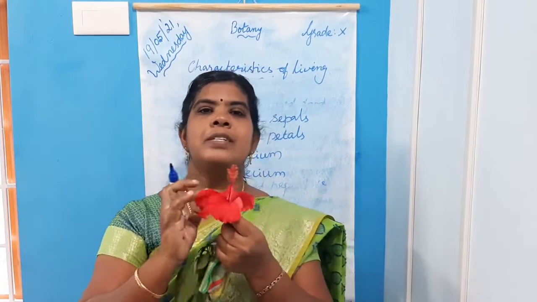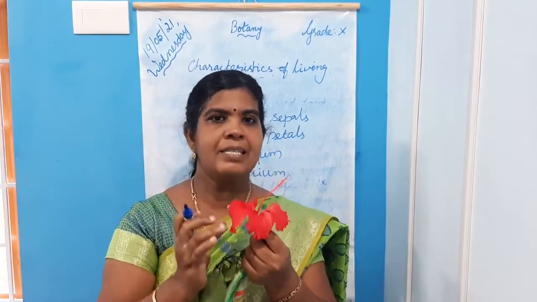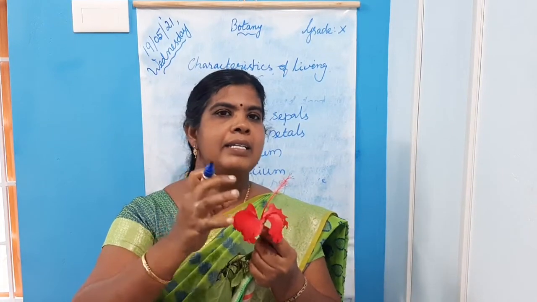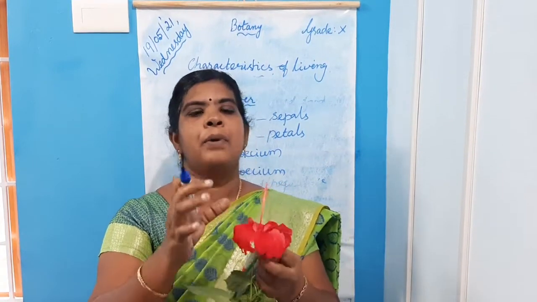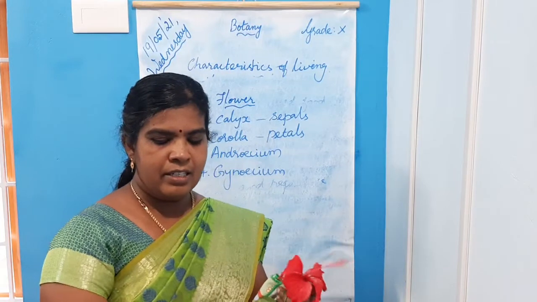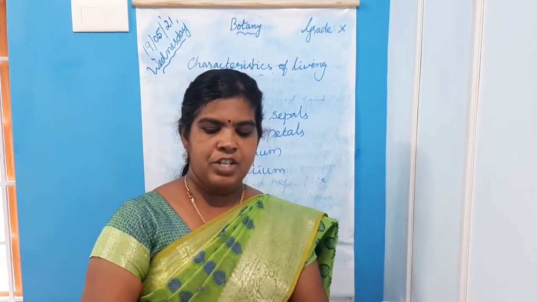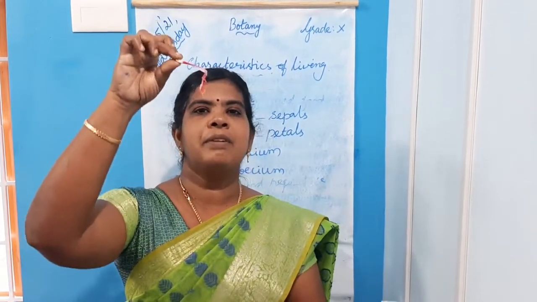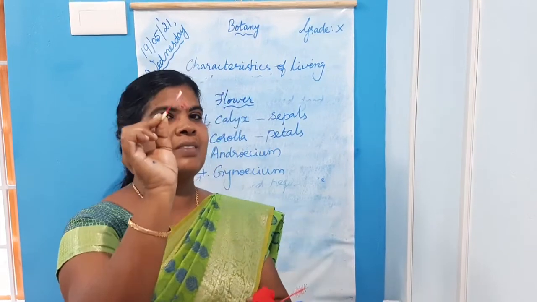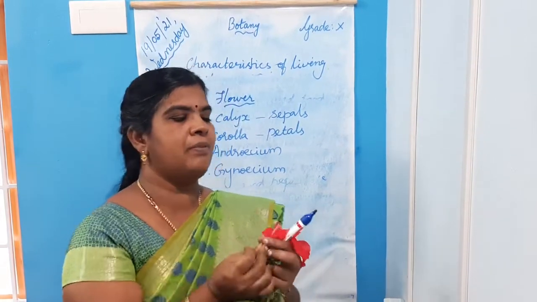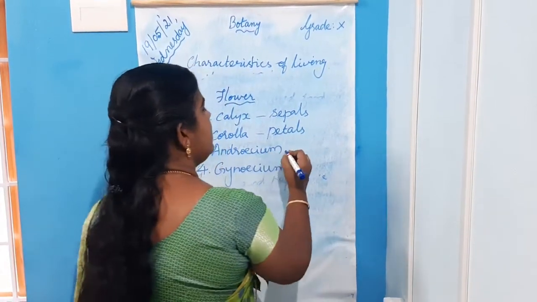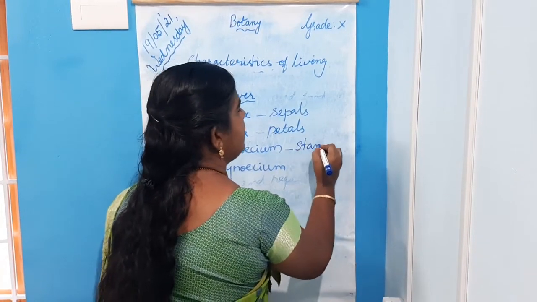The individual units of corolla are called petals, brightly colored, and they attract the insects for pollination. Okay, which is the third whorl of the flower? Androecium. The third whorl of the flower is called androecium. This is the male part of the flower. It consists of stamens.